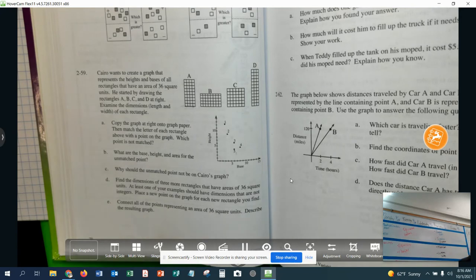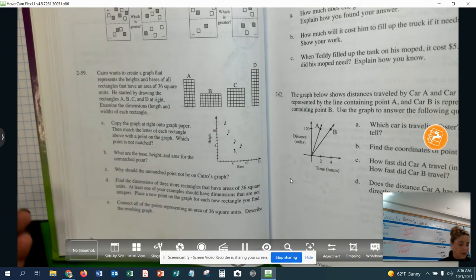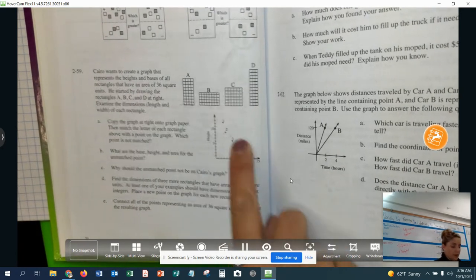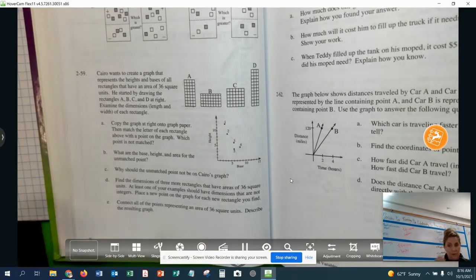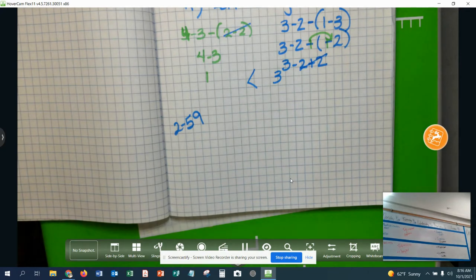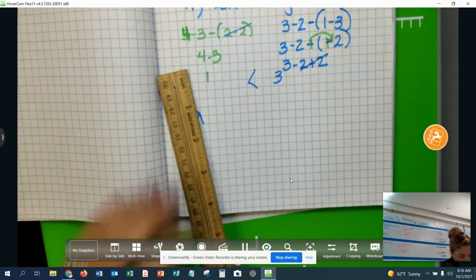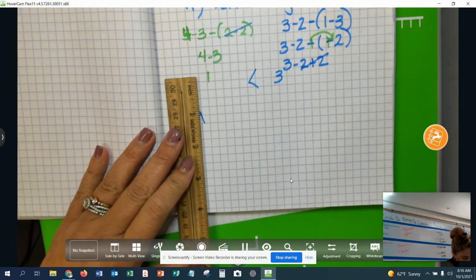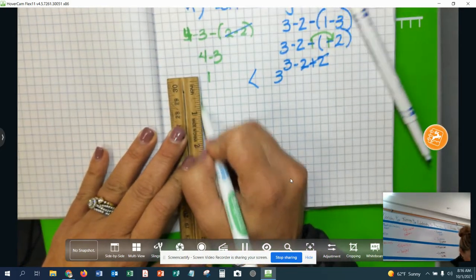So they want you to copy the graph at the right, which is here. They've already done it. So I'm going to do that quickly. And then we're going to plot all of these dots. Okay. So let's do that quickly. We only need a graph that has, hold on.